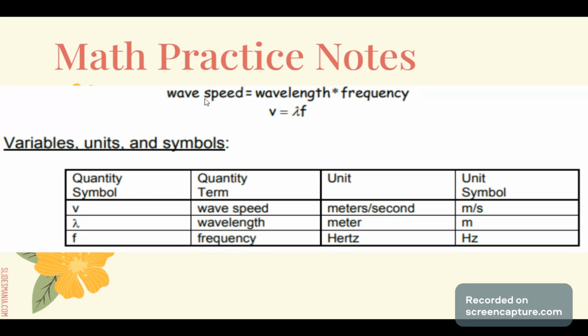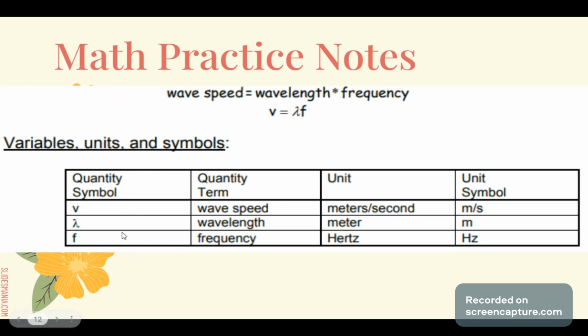A lot of times we don't want to write this whole thing out, so we have symbols that represent each of these things. Wave speed or wave velocity is represented by a V. Wavelength is represented by this sort of upside down Y. It's called a lambda, but that wavy looking symbol. And then frequency is replaced by an F. So that way we can just write the equation as V equals lambda F.